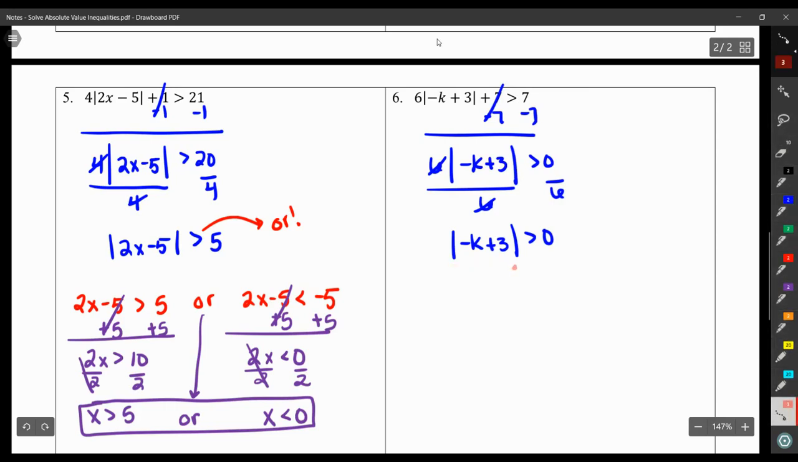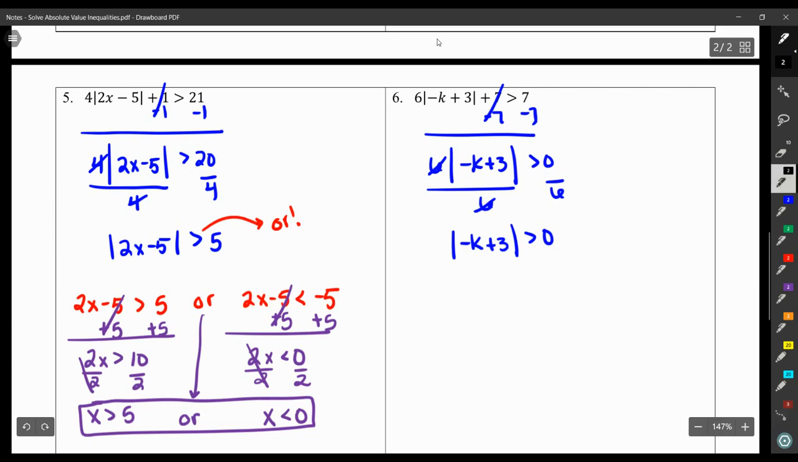So the absolute value larger than 0. Well, that happens all the time. But are you also allowed to be equal to 0? Yes, you can. However, this does not say equal to 0. So your answer is not simply all real numbers. We have to figure out what in here is going to make that guy equal to 0, and we're not allowed to include that number.